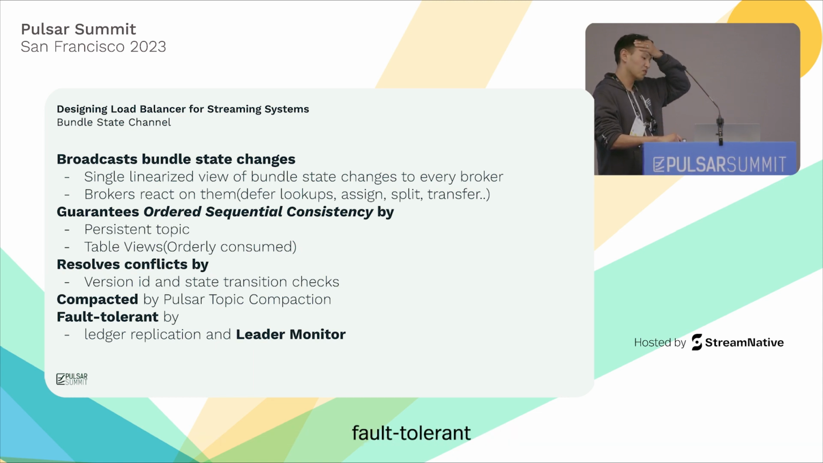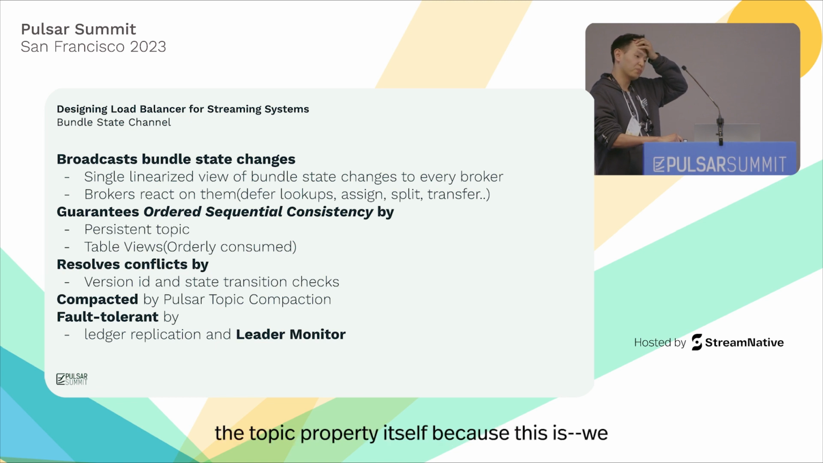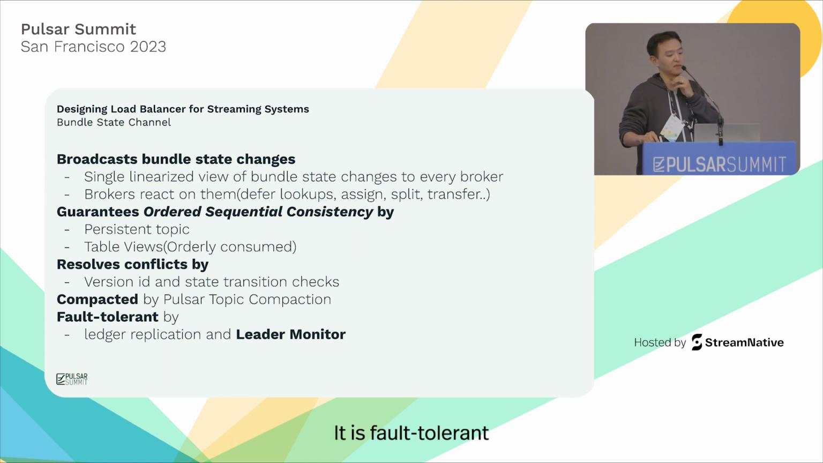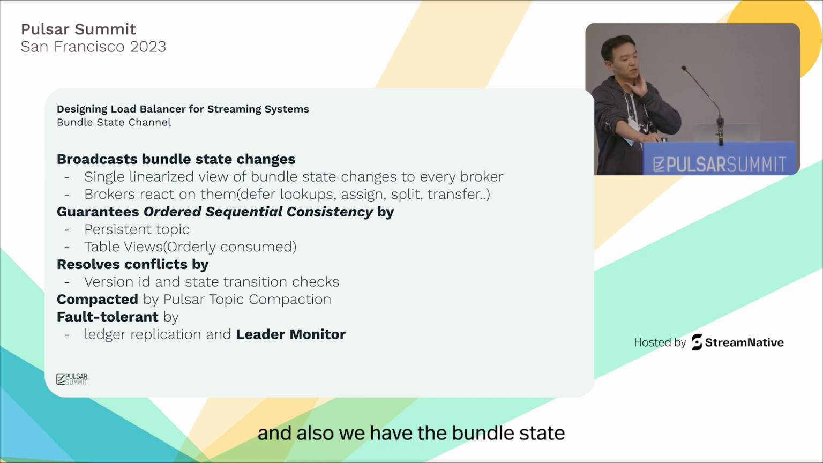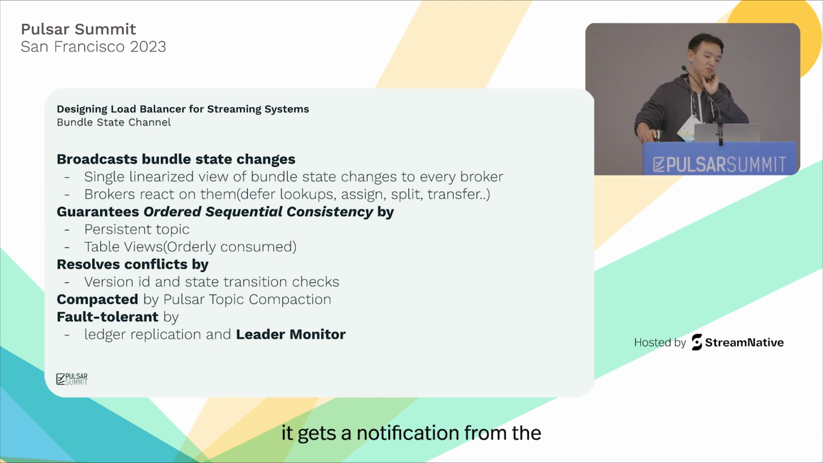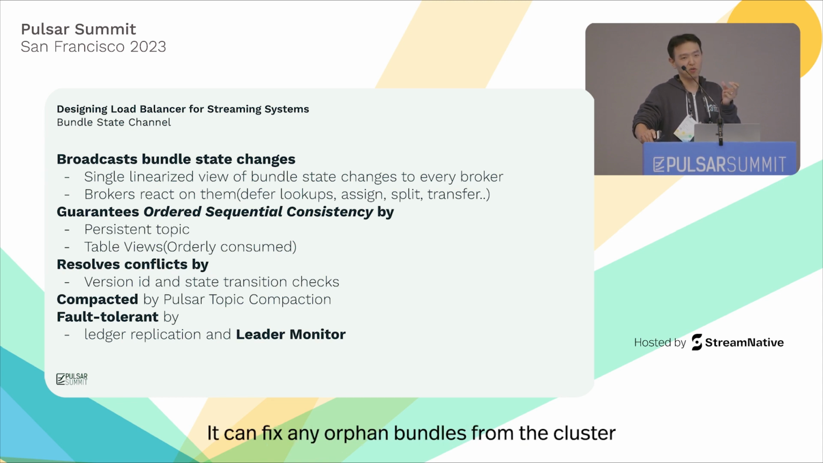And also the fault tolerance is guaranteed by the topic property itself, because we are using ledger replication in the bookie layer, so it is fault tolerant. We also have the bundle state channel leader monitor. Whenever a single broker or some brokers become unavailable, it gets notification from the leader's membership service. We can fix any orphan bundles from the cluster and then reassign the ownership.